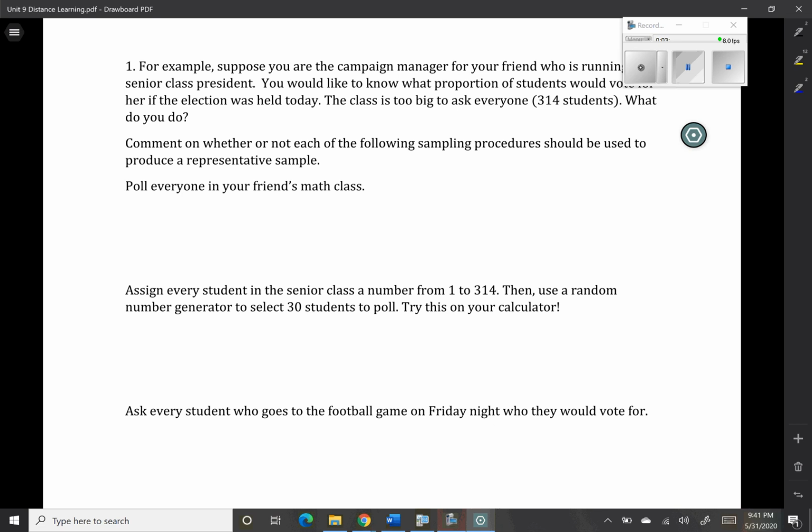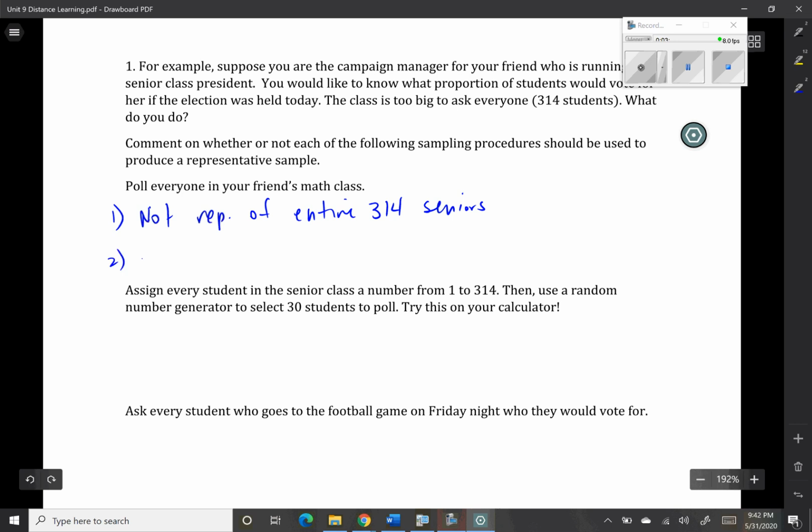The first one says, poll everyone in your friend's math class. Now, although this would probably mostly get seniors, which is what we want, it's not going to be a representative sample of the entire 314 seniors. That's one negative. Another negative here is not all 314 seniors had a chance to be in the sample.